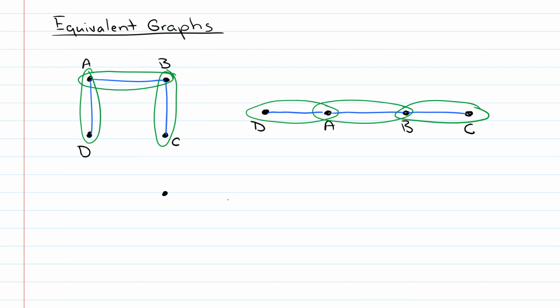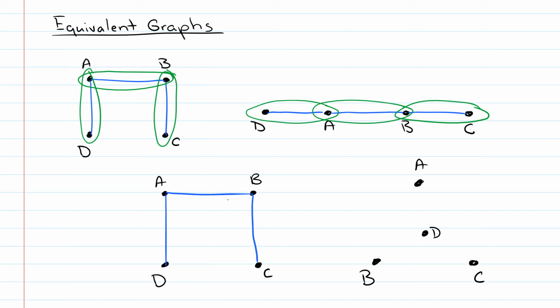So here's one to show you the point of equivalent graphs. So here's an A, B, C, D. And then I'm going to draw this. A, B, C, and D. I'm going to draw an edge here, an edge here, an edge here, an edge here, an edge here, and an edge here. Now remember, in the middle there, there's no vertex. The only vertices we have are A, B, C, and D.